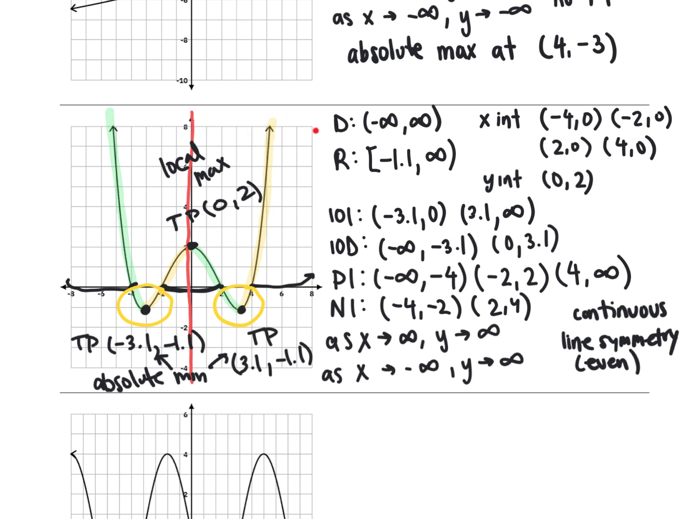But of course, if we look at our end behaviors, we do have arrows going up forever. So there is no actual absolute maximum because the function doesn't end as we get higher and higher. So there's another example that has a little bit more going on compared to our first square root function.